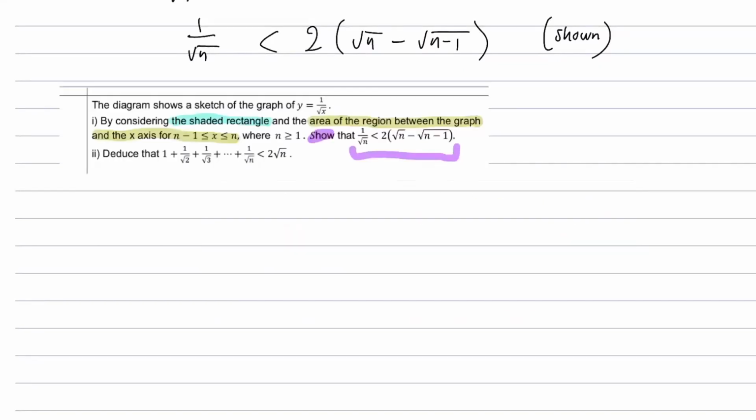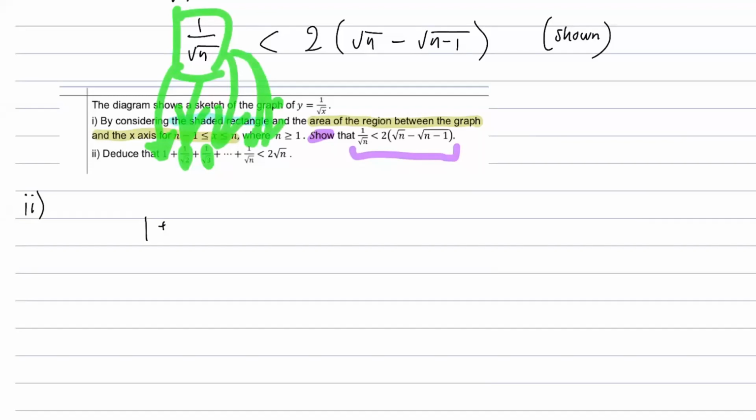That was part 1. Now we move on to part 2. Part 2 is requesting for this expression. Do you notice that it's really just 1 over square root n, but 1 is just 1 over square root n where you replace the n with 1. Then 1 over square root 2 is just the same formula, but you replace n with 2. 1 over square root 3 is the same formula, but you replace n with 3. And then so on and so forth. Okay, so that means that actually we can just substitute in.